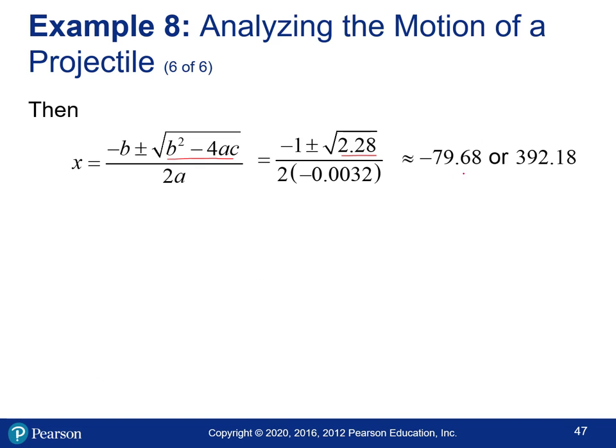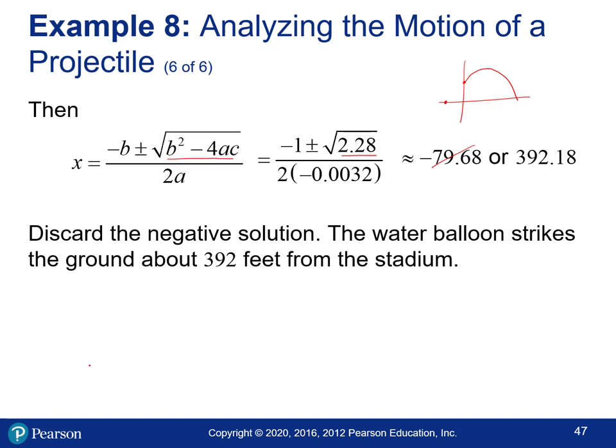And then we have these two values. Think about the first one. We're actually going to get rid of that answer because it is negative. If you think about the picture of our graph, that negative value would be back here, and that doesn't make sense for the context of our problem. That would be before we launched the balloon. So it doesn't make sense in this example, even though mathematically we got that one to be correct. And so the water balloon strikes the ground at about 392 feet. So we solved for x using that function.